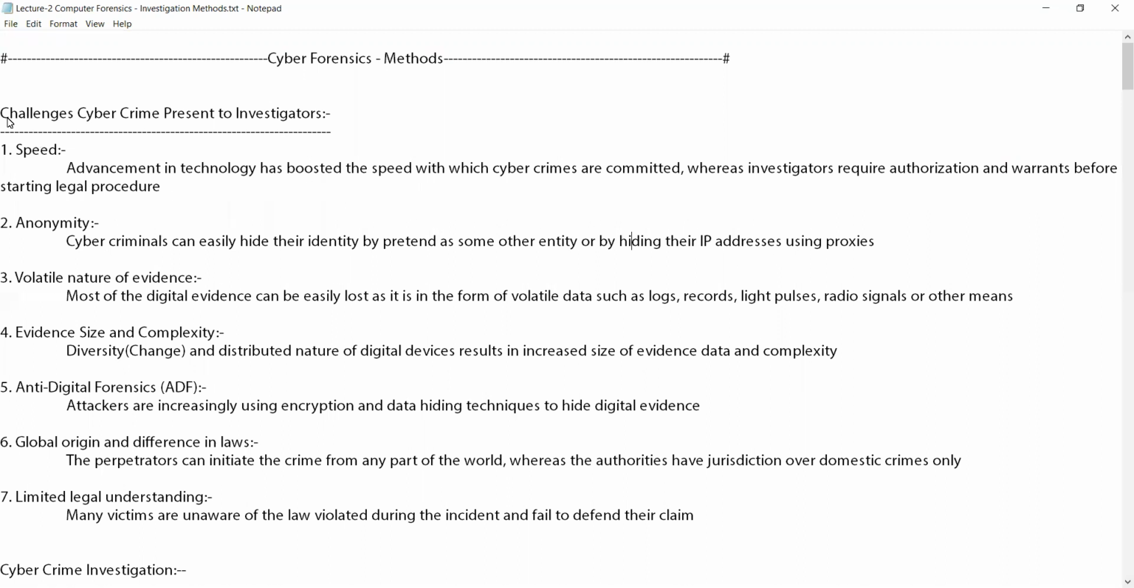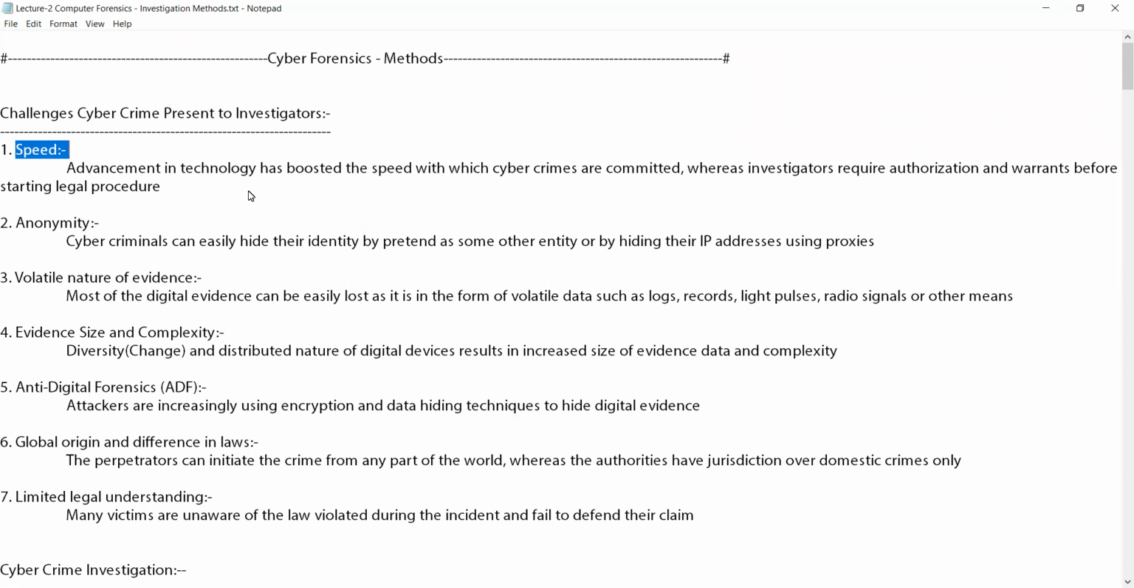Firstly we need to discuss the challenges that cyber crime presents to the investigator. If you are working as a cyber forensic investigator, you need to face some types of challenges. So what are the challenges you are facing? The first challenge in this list is called speed. So what is that speed? Speed is basically defined like this.